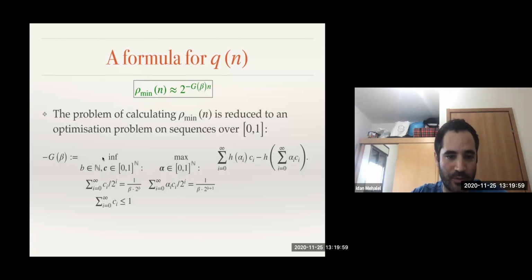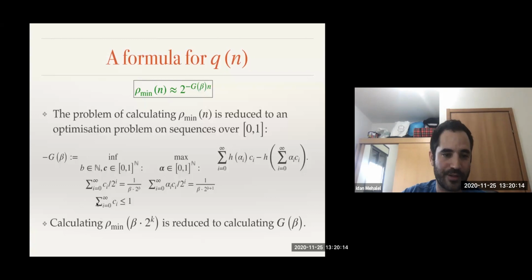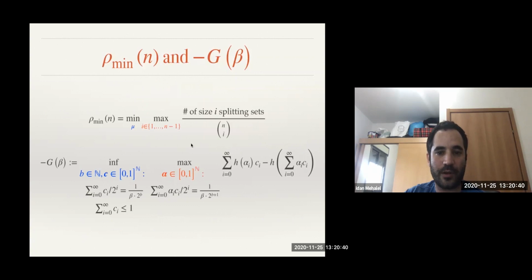So what we are working on here are sequences. Here we have C, and here we have alpha, which are infinite sequences over the real segment 0, 1. And moreover, because the minimal MRD of n is 2 to the minus g of beta n, calculating the value of the minimal MRD of n of this form is reduced to calculating g of beta. So if we calculate g of beta, we actually know the minimal MRD of n for infinitely many n values, namely for all n values of this form. So, okay, I will skip on that.